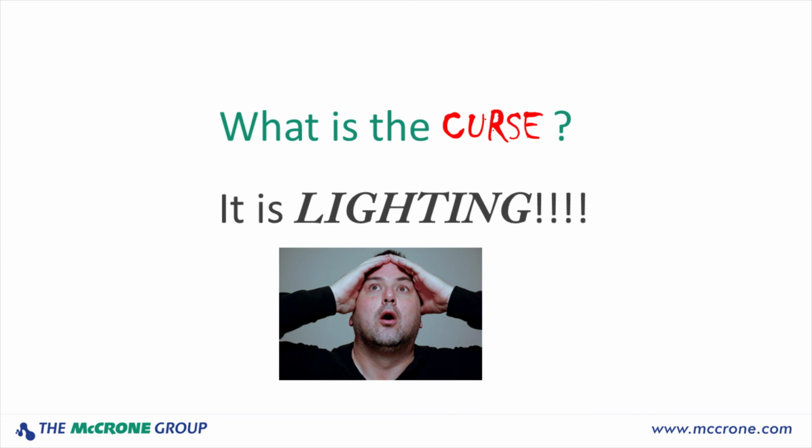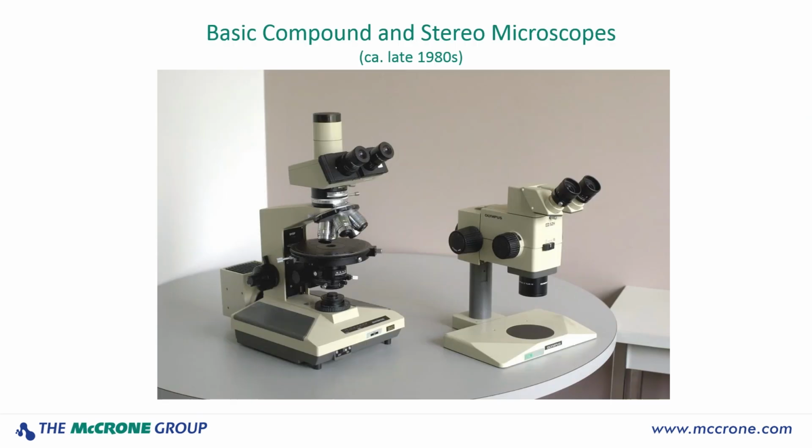So what is this curse? Simple. It's lighting. Just lighting techniques to view objects under the microscope. Here's examples of a basic compound and stereo microscope, circa late 1980s when these first came out. These are the two microscopes that I inherited here at McCrone Associates when I started here in 1992.